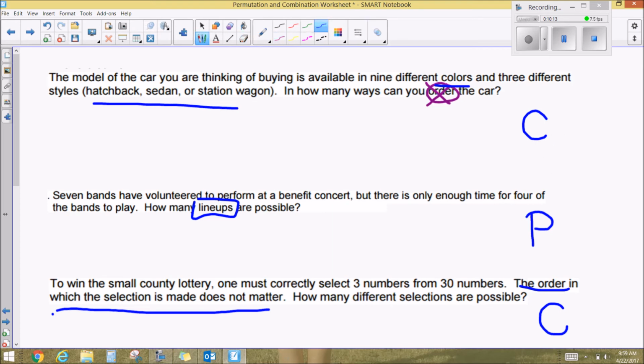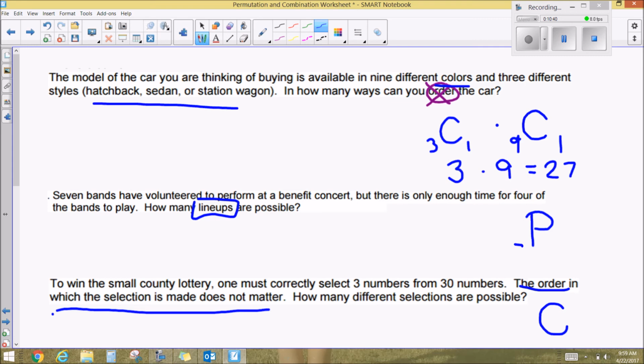Buying a model of car, there are 9 different colors, and we are choosing 1. From the 3 different styles, we're also choosing 1 for our car. Now 3 choose 1 is just 3, and there are 9 different colors, which is 9. So even if we didn't use the combination idea there, 3 times 9, there's 27 ways we can order the car.